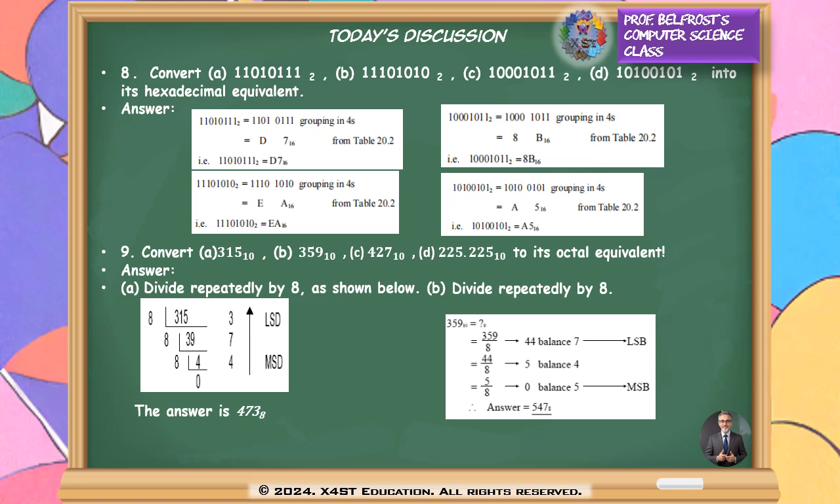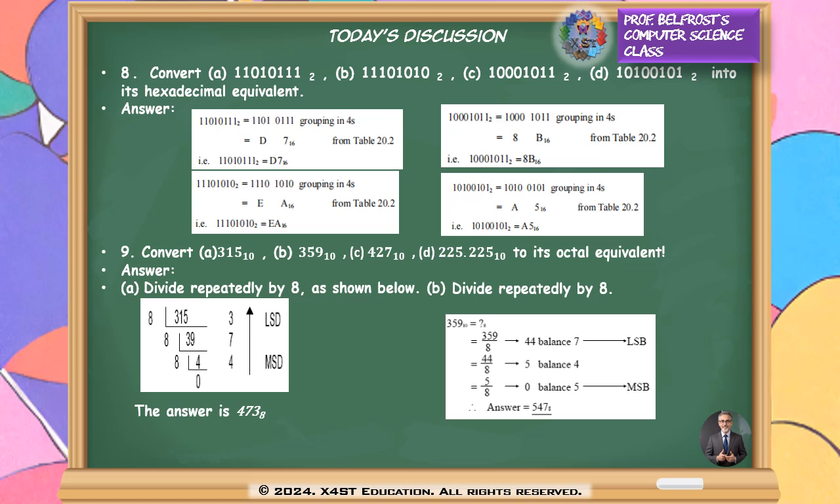For example, for D, we'll take 1 0 1 0, and that's the first group. The second group is 0 1 0 1. And then we convert the respective group into its equivalent in hexadecimal. That's very simple.